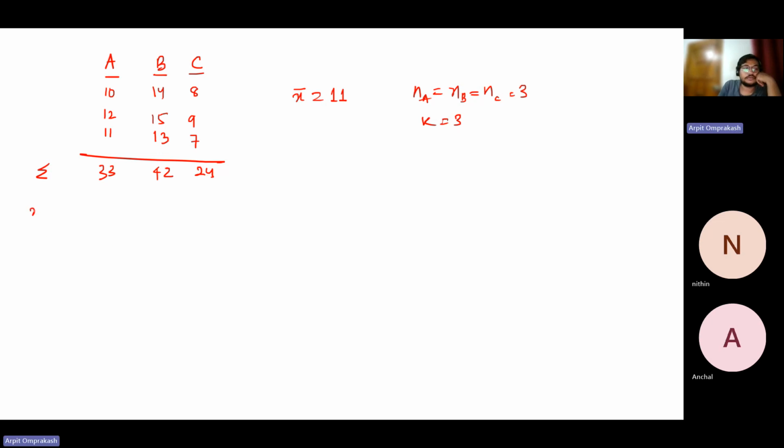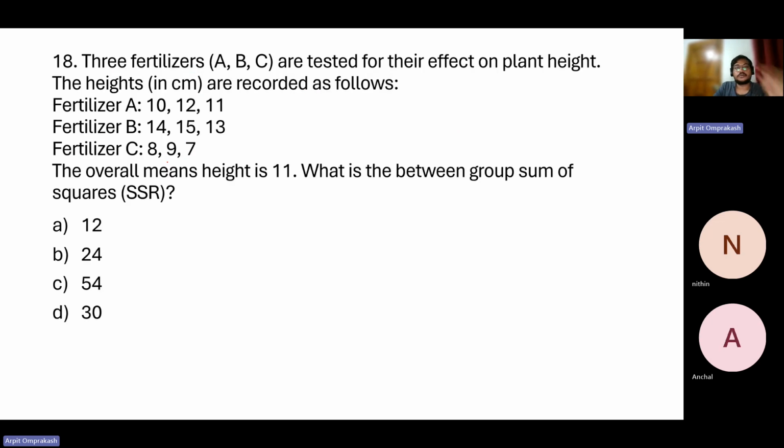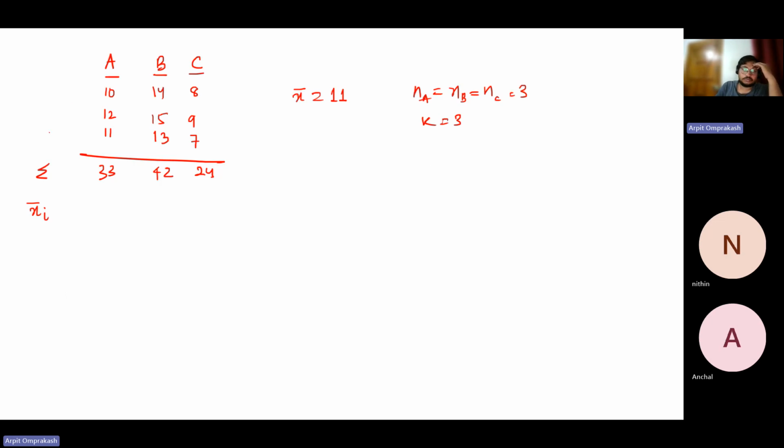Then we have xi bar, which is basically the mean of each of these fertilizers or treatments, right? So this will be 33 by 3, which is 11, 42 by 3, which is 14, 24 by 3, which is 8.